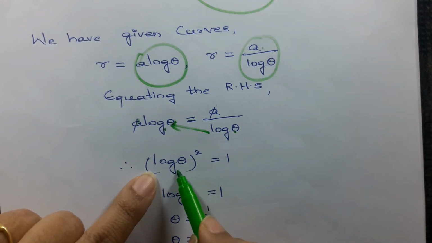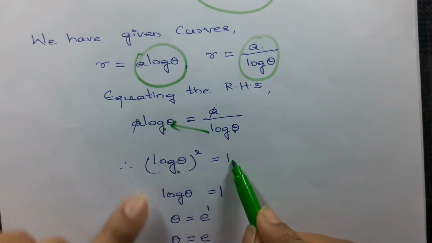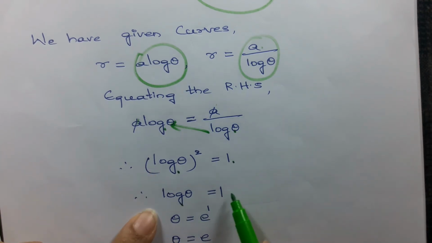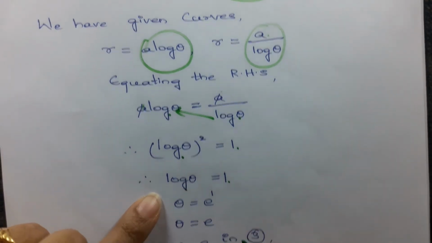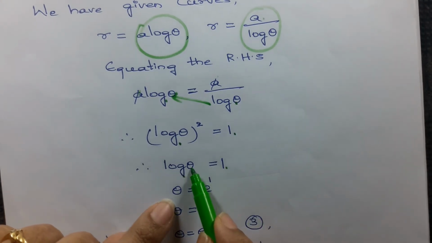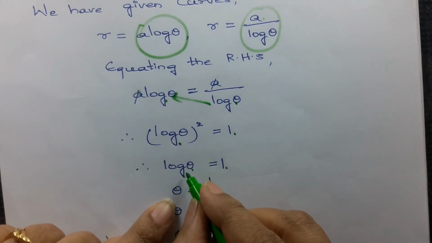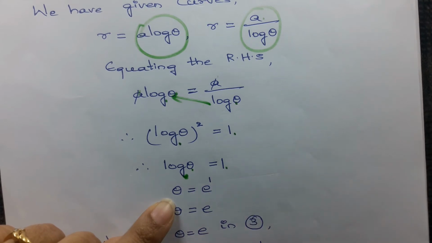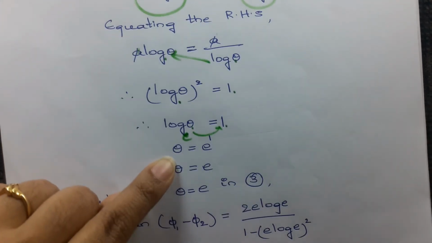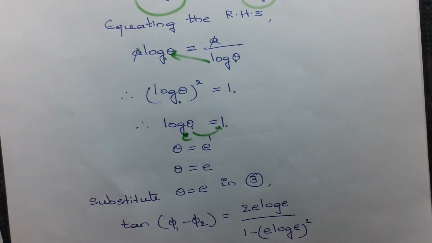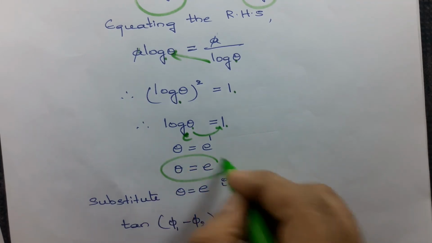It gives log theta whole square is equal to 1. So what is log theta? It is equal to 1 because the square root of 1 is 1. So what is theta? Actually, we are taking log, which means base e is there here. So I will get theta is equal to e power 1 by taking antilog. E power 1, so the theta value is e. So I got what theta is.